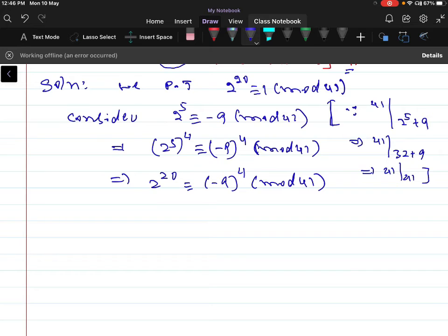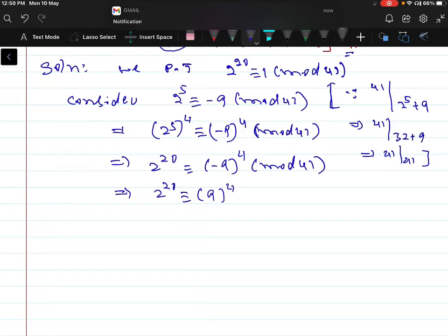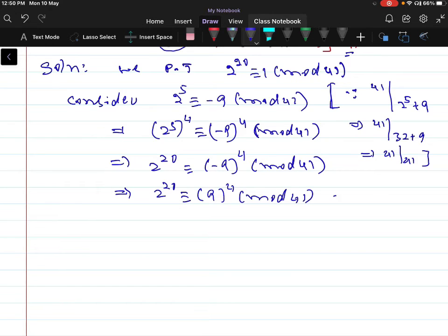So we know the theorem: the number 2 power 20 and the number (minus 9) to the power of 4 have the same remainder when divided by 41. This implies 2 power 20 is congruent to 9 to the power of 4 modulo 41. Let us call this equation number 1. Now let us find out the remainder of 9 to the power of 4.